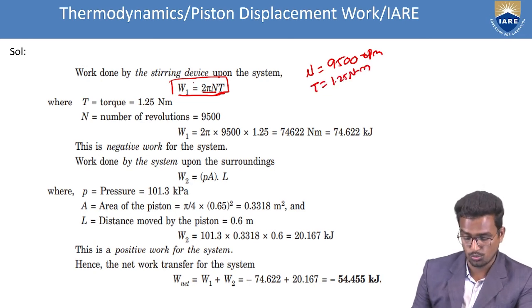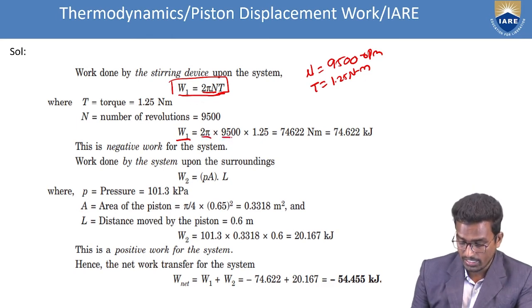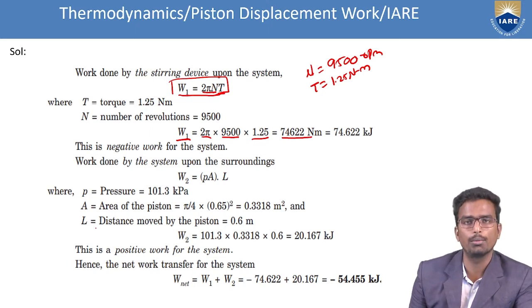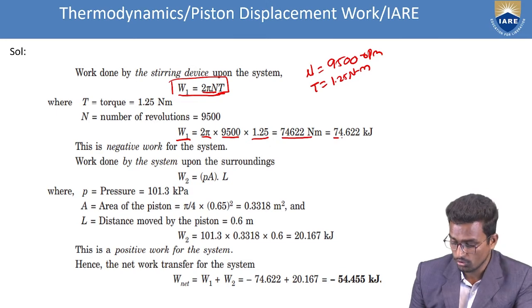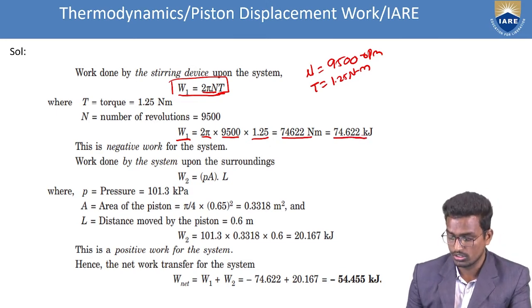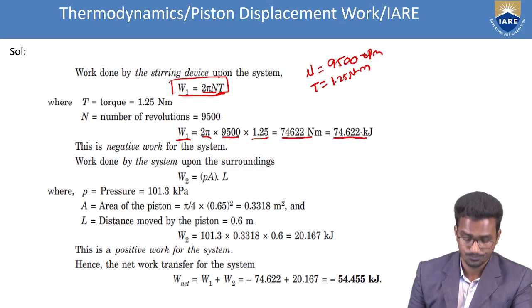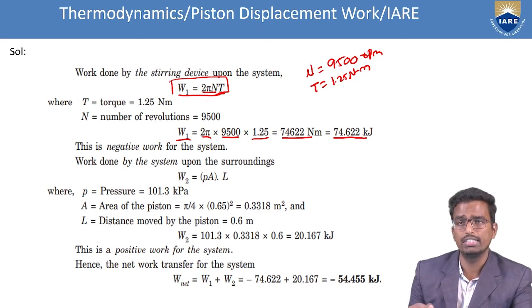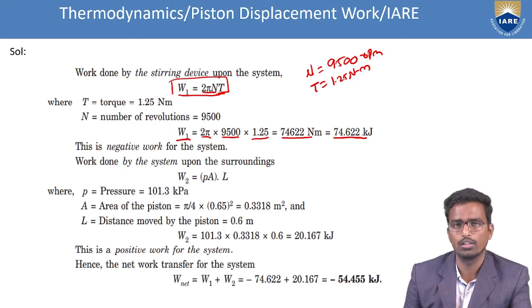Substitute these values in this one. W1 = 2π into n, which is 9500, into 1.25. If you substitute these values, you get some amount of Newton meter, that means some amount of work. If you convert it into kilojoules, that is 74.622 kilojoules of work. This is negative work for the system. Why? Because it is done on the system.